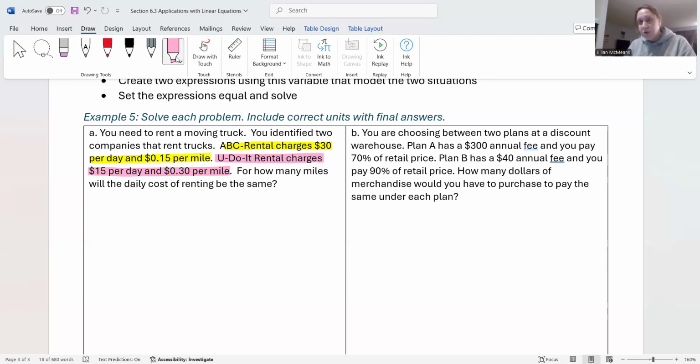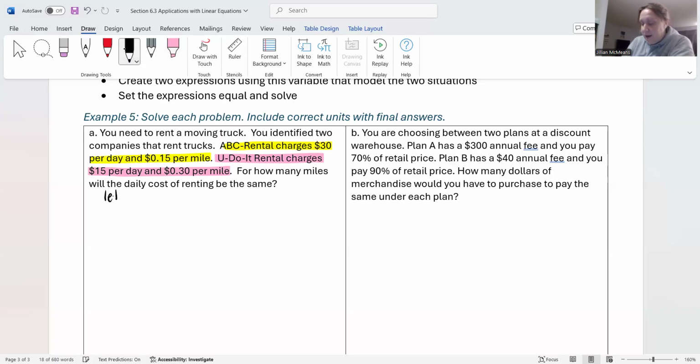Okay. So we have a general idea of what's going on. We have two rental companies. They both have a similar charge in the sense that they charge you a flat fee and then a cost per mile. So they have a similar model for how they charge you. But the flat fee and the cost per mile are different. So what you need to figure out is how many miles could you drive for the daily cost to be the same? The break-even point would be how many miles, where ABC Rental charges the exact same amount as You Do It Rental.